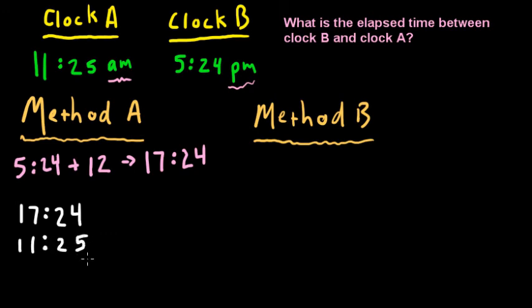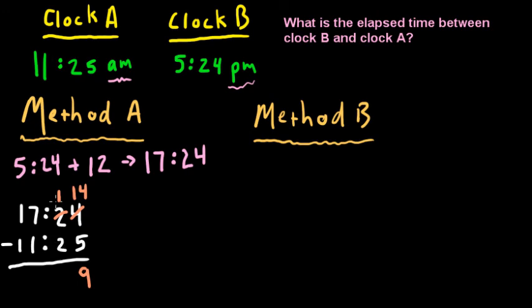Okay, here's what you would do. First, you can't take the 5 minutes away from the 4 because 4 is not big enough, so you've got to borrow. So if I borrow from the tens of minutes, that becomes 1. And 1 10-minute segment is the same as 10 1-minute segments. So I'm going to take that 10 and add it to that 4. I'm going to get 14. All right, so 14 take away 5 is 9. All right, now we have another issue.